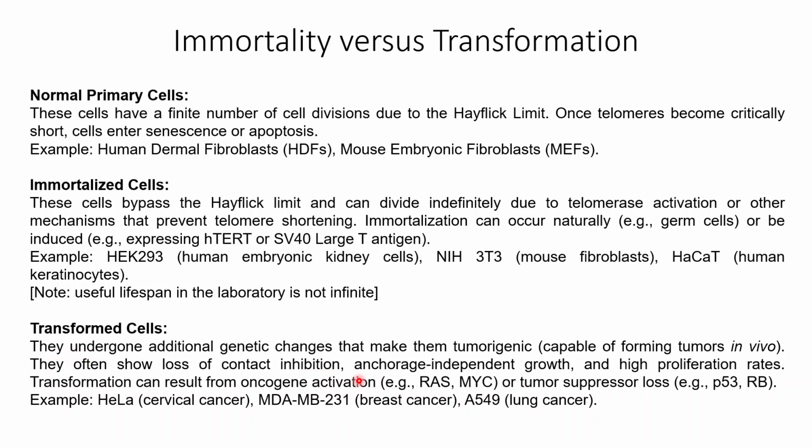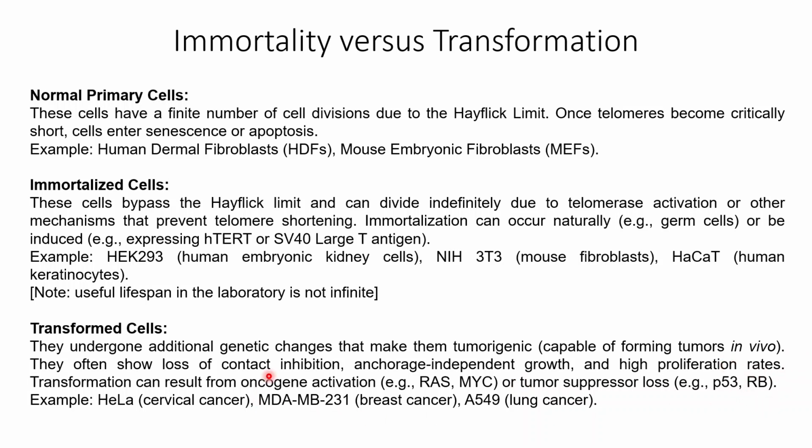So you can have P53 mutations, you can have RAS mutations or RAS gain of function or MYC gain of function mutations. So that's an oncogene activation, or you can have TSG or tumor suppressor gene loss. So P53 mutants or RB mutants.